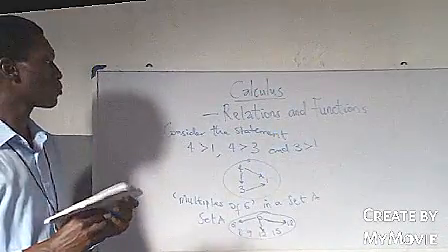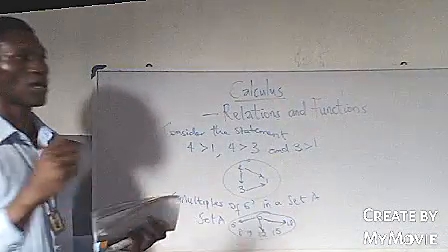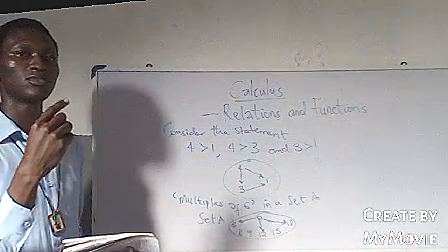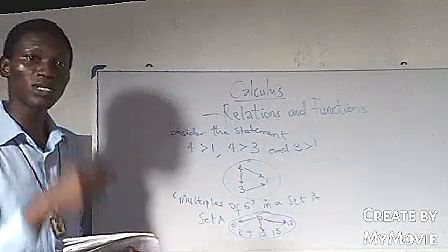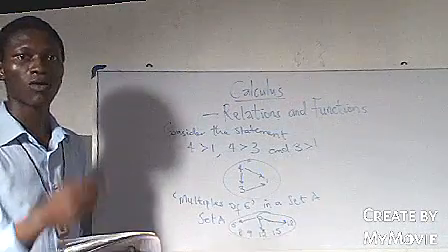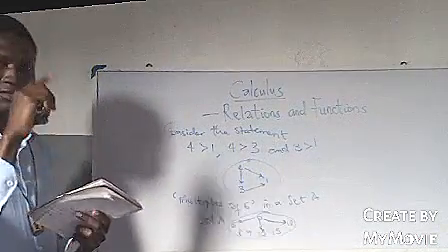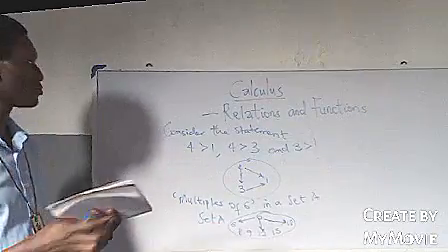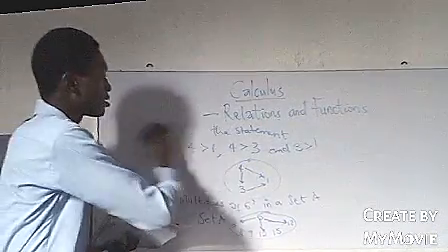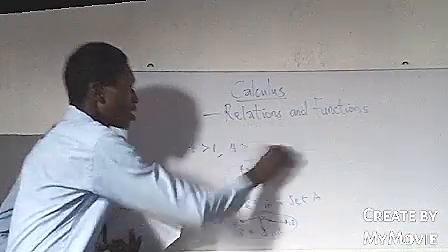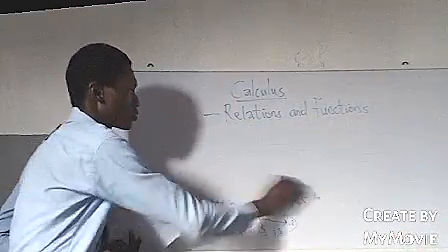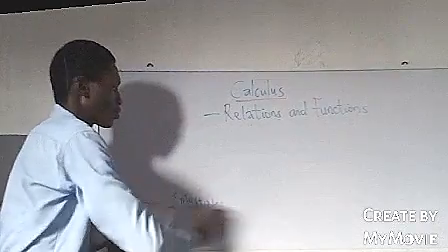So these are just examples to illustrate how we can show the relationship between members of a particular set or members of different sets. So now let's look at this: when we are talking about relations and functions, there are things we have to consider.